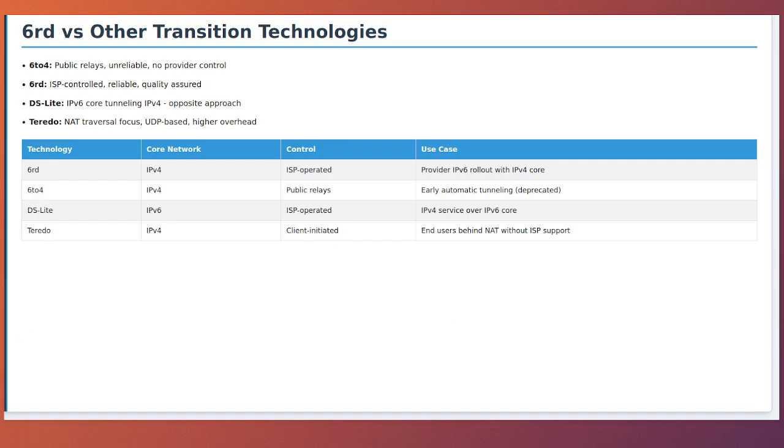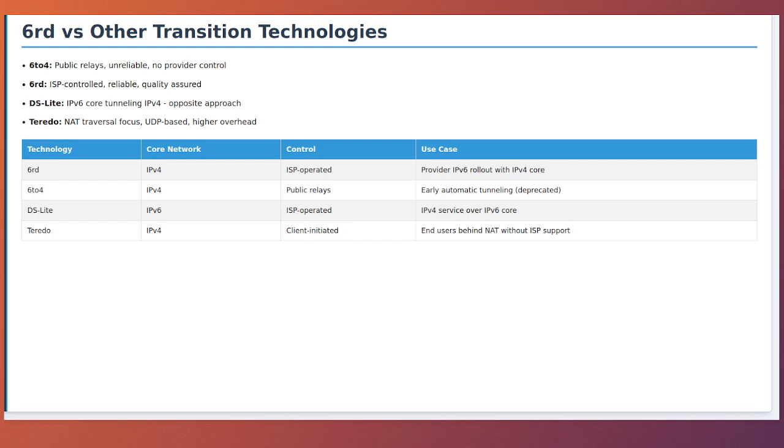Teredo, defined in RFC 4380, is another tunneling mechanism worth comparing. Teredo was designed specifically for end users behind NAT who want IPv6 connectivity without ISP support. It uses UDP encapsulation instead of Protocol 41, which allows it to traverse NAT devices that might block Protocol 41. However, Teredo requires complex NAT traversal procedures and server infrastructure, and it provides relatively poor performance.